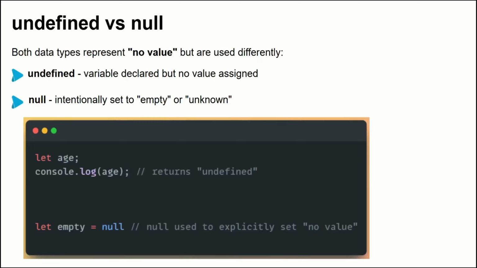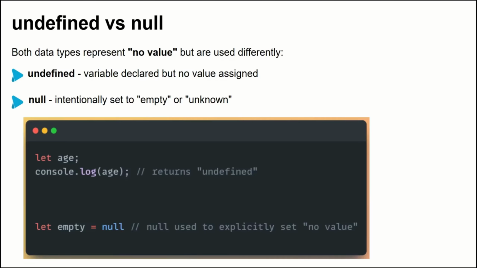Let's move on to undefined and null data types. Both of these data types represent no value, but they are used differently. For undefined, the variable can be declared but no value is assigned. But for the null data type, we intentionally set it to empty.